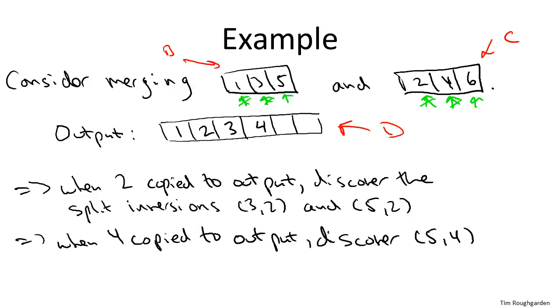And now the rest of the merge subroutine executes without any real incident. The 5 gets copied over, and we know copies from the left array are boring, and then we copy the 6 over, and copies from the right array are generally interesting, but not if the left array is empty. That doesn't involve any split inversions. And you will recall from the earlier video that these were the inversions in the original array, 3, 2, 5, 2, and 5, 4. We discovered them all in an automated method by just keeping an eye out when we copy from the right array C.